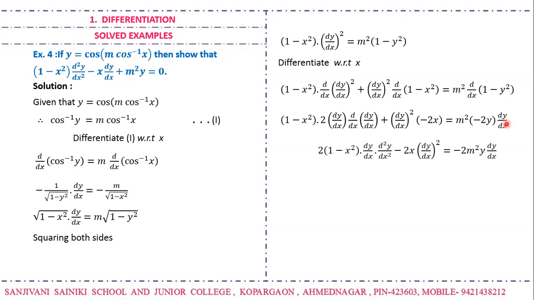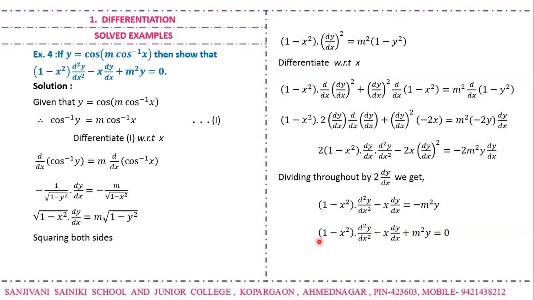Now if you look at this equation, you will find that each term contains 2 dy by dx. So we can divide throughout by 2 dy by dx. So what we will get is 1 minus x square d2y by dx square minus x dy by dx, which will remain here, minus m square y. We can take this m square to this side, and whatever answer we got, this is what we want to show. Okay, so this is the way by which we show the given result.